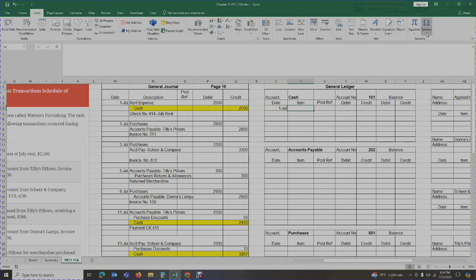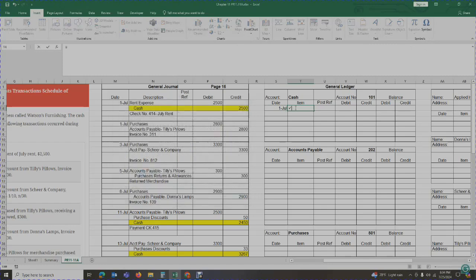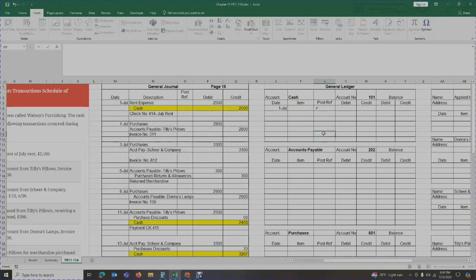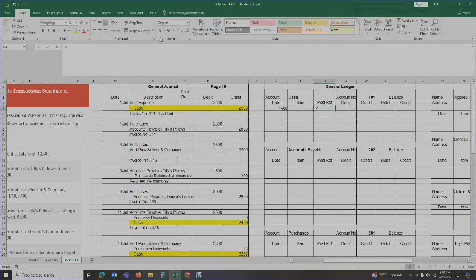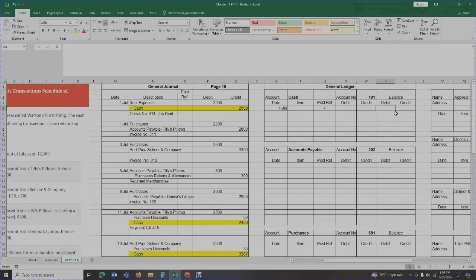Let me see if I have, yes, I put that one there. Oh no, not there. The check mark goes under your post reference because that is your beginning balance. Okay, let me just center it. Okay, and then we have a beginning balance of 21,000. Now, cash is an asset account, so cash is an asset. My normal balance is on the debit side, so my balance will be sitting on the debit side.